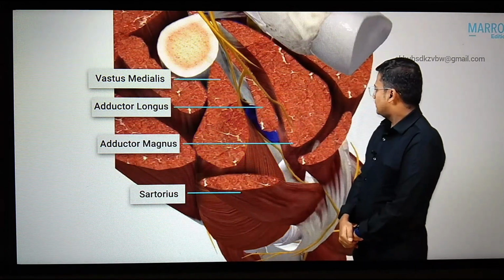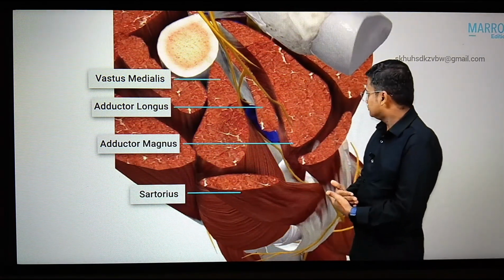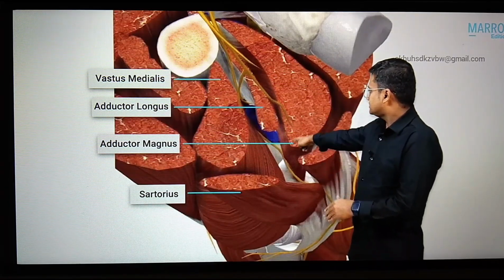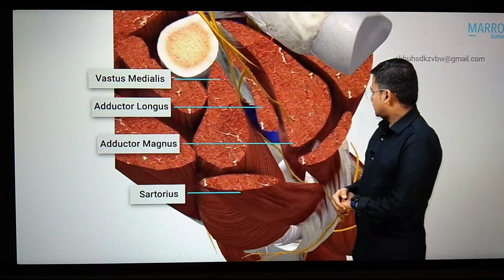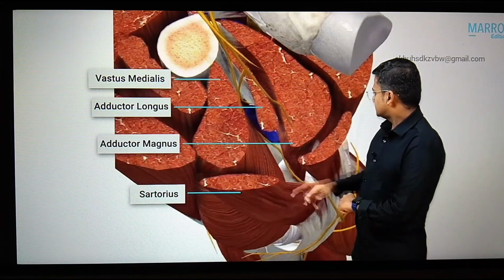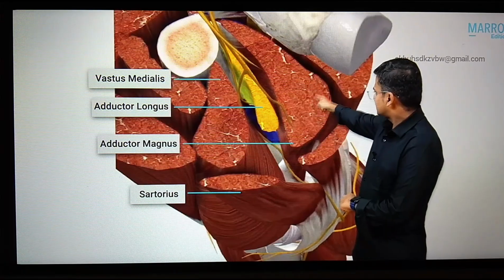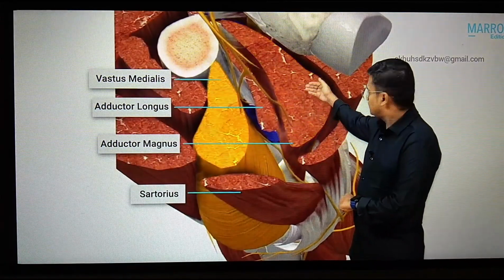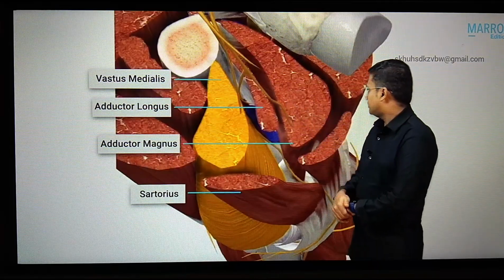Now, this canal is bounded between sartorius in the front side, that is a muscle which is forming the roof. So, if you want to see the canal, first we have to remove the sartorius muscle only. So, the sartorius muscle is forming the roof of the canal. Adductor longus and magnus muscle, posteromedial boundary, and vastus medialis muscle forming the anterolateral boundary.